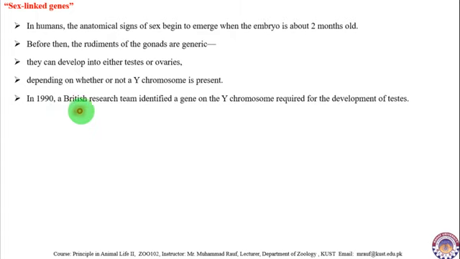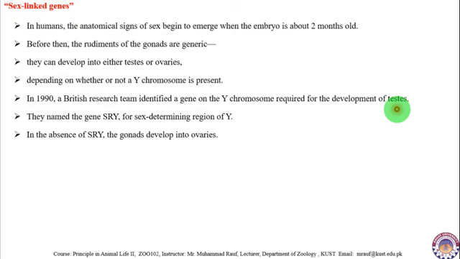In the 1990s, a British research team identified a gene on the Y chromosome required for the development of testes. I hope you remember the name of that gene, which is the SRY gene, sex determining region of Y chromosome. If the SRY gene is absent, then these rudimentary gonads will not develop into testes and instead they will develop into ovaries.